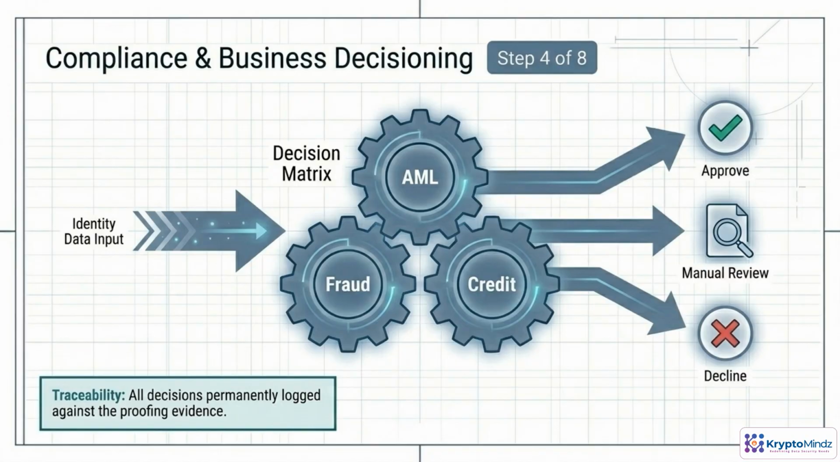Once identity is confirmed, the bank moves to a different question. Given who this person is, should we do business with them, and on what terms? Identity data flows into multiple risk engines: AML and sanctions checks, fraud analytics, and sometimes credit scoring. Each system contributes to a combined risk view that drives the decision to approve, decline, or trigger enhanced due diligence. Every decision is fully logged and traceable back to the original identity proofing evidence.